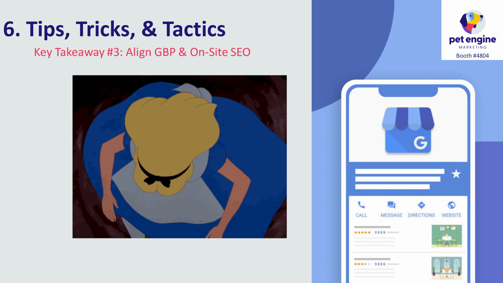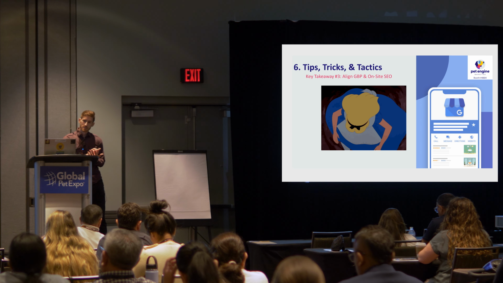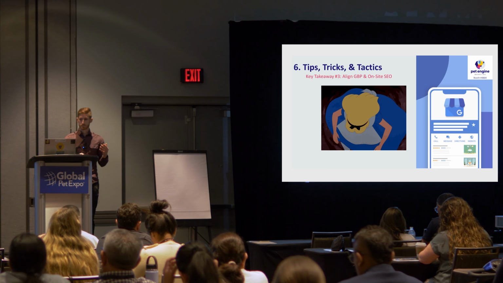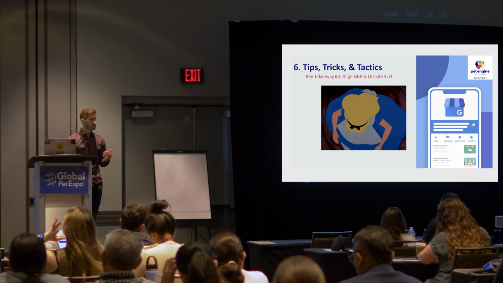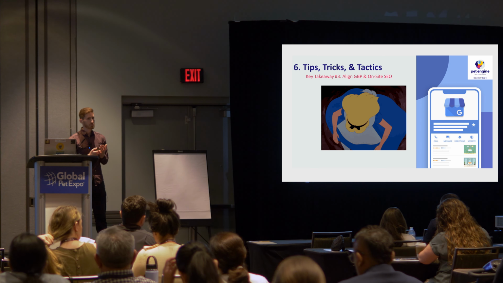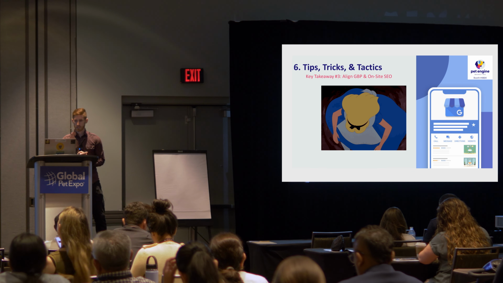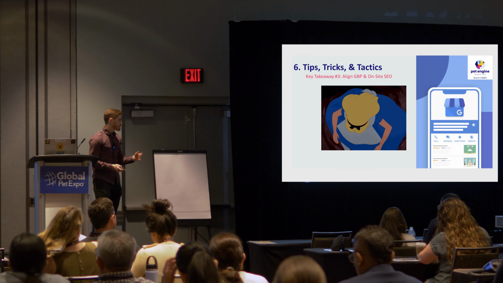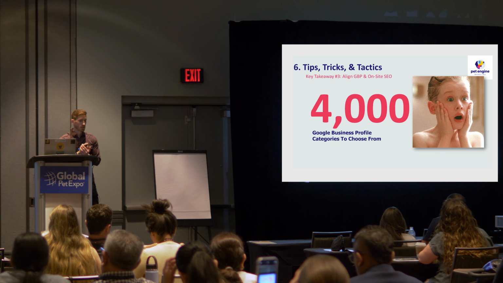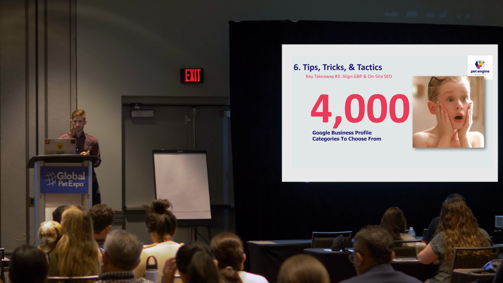Okay, final takeaway. We got to align your Google business profile and your on-site SEO. So this is a huge topic here. We could totally fall down the rabbit hole, spend a few hours on here alone. I'm not going to do that. My idea here is just to give you some big picture stuff, go over some details. So we're going to start with the Google business profile categories, right? There are 4,000 to choose from. That's a ton. Luckily for us, there's like 11 just for pets.